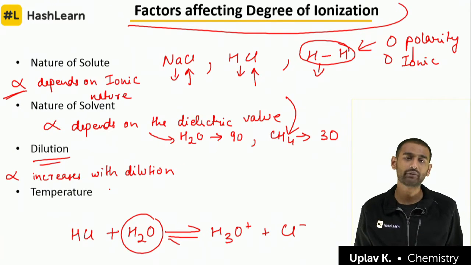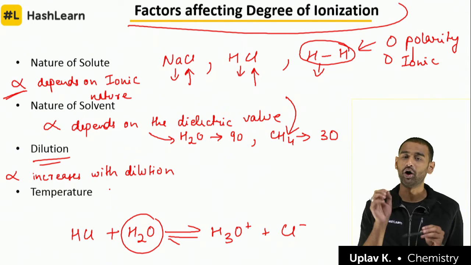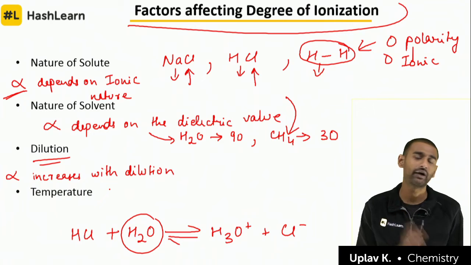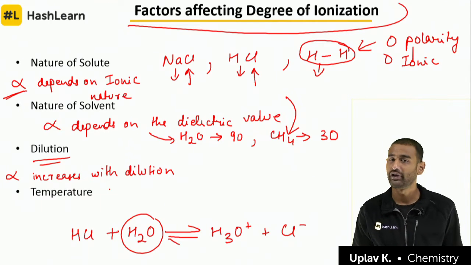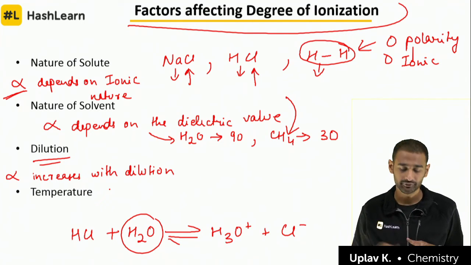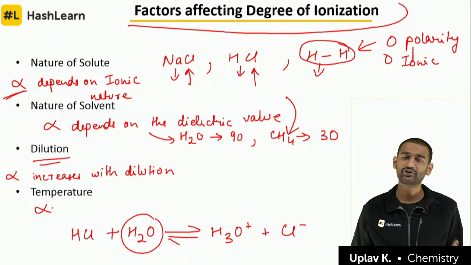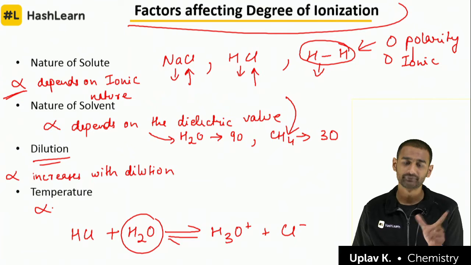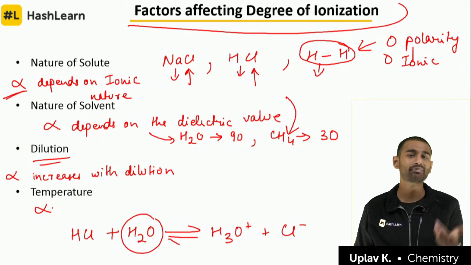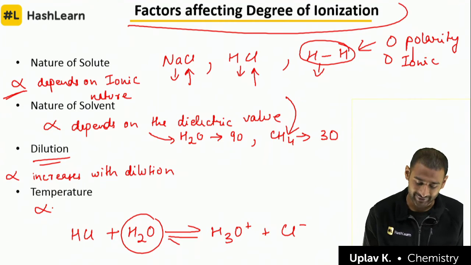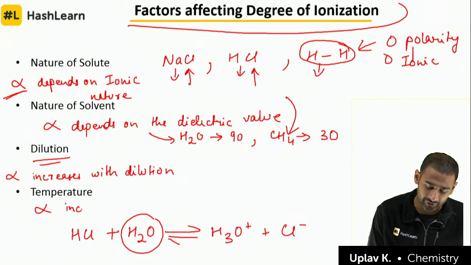So look, we are talking about dissociation, we are talking about a bond getting broken. You should know one thing: whenever you want to break a bond, you need to supply energy. Whenever a bond is made, energy is released, fine. Now degree of dissociation means that the molecule will split up, right? So can I say that the more the temperature, the easier it will be for the molecule to split up? So I can say degree of dissociation increases with temperature, fine.